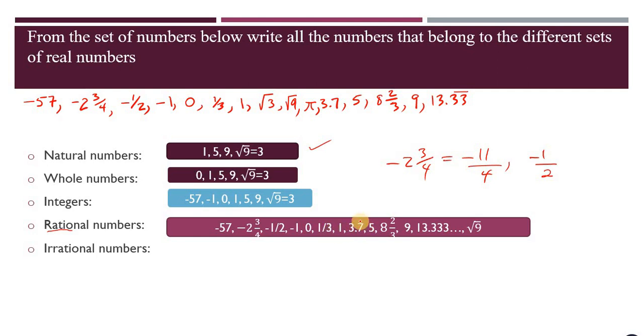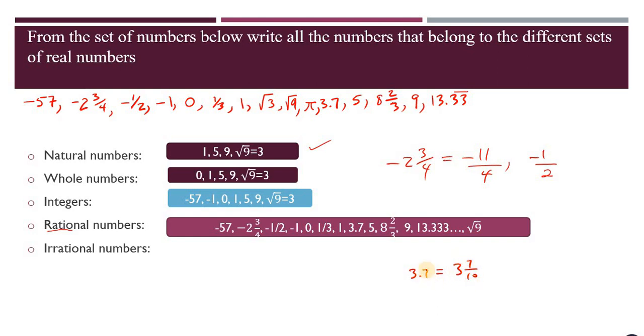And we have 1 as well, that's clearly an integer. So it's a rational number, because 1 can be written as 1 over 1. 3 and 3.7. Is 3.7 a rational number? Can it be written as a fraction? Sure, 3.7 can be written as 3 and 7 over 10.